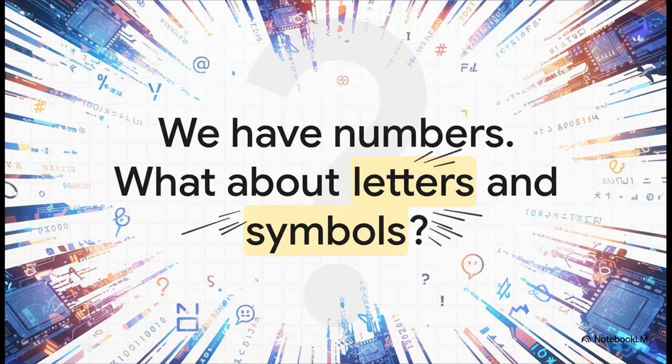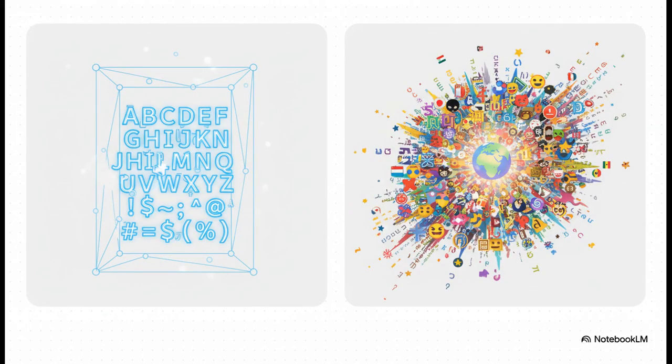But our world isn't just numbers, right? What about letters, emojis, and symbols? That's where coding schemes come in. ASCII was the original, but Unicode is the global standard we use now.